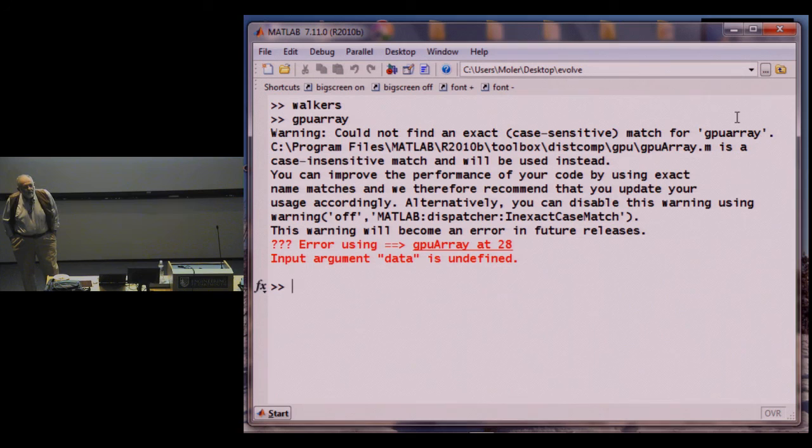Yes? In mathematical, is there an effort to increase our popularity in finance?